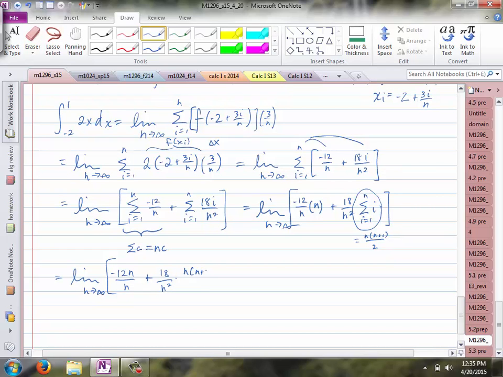Are there any questions at this stage? It's a good stopping place. No sums left. You have to do that before you do the limit. You can't do the limit until the sums are gone.